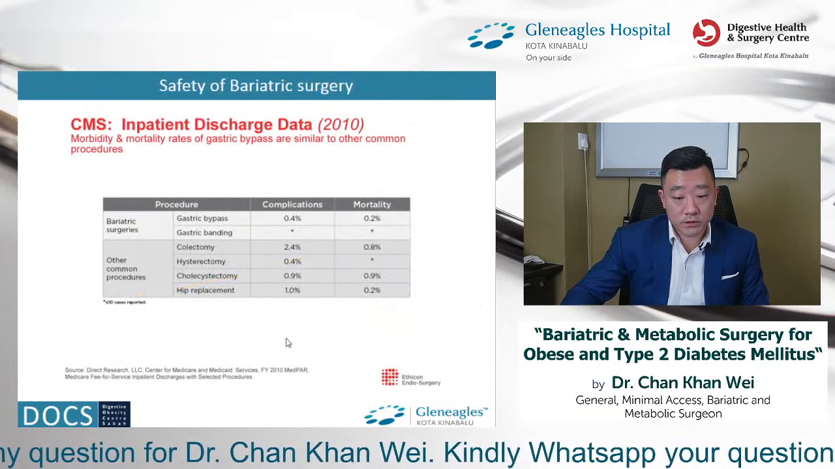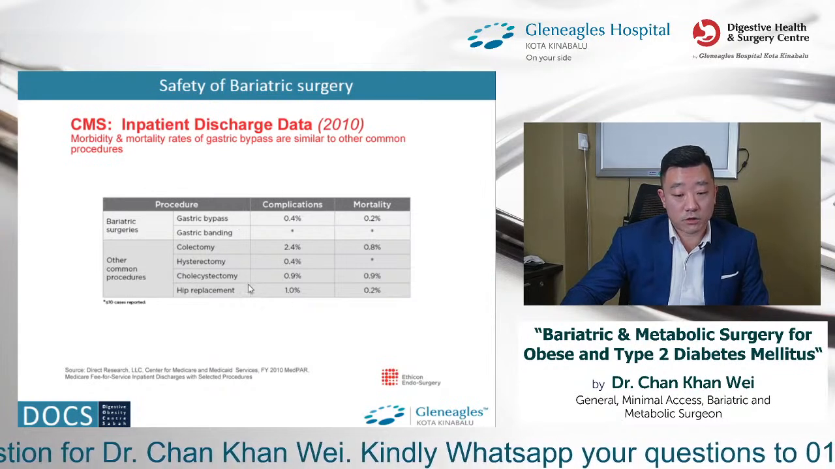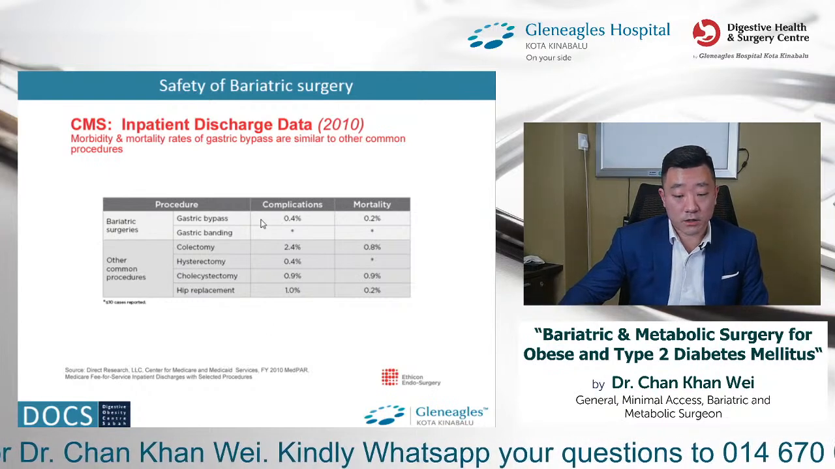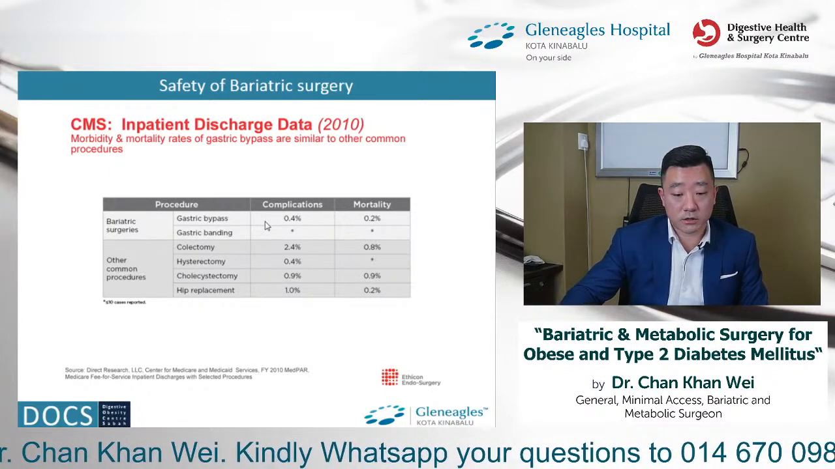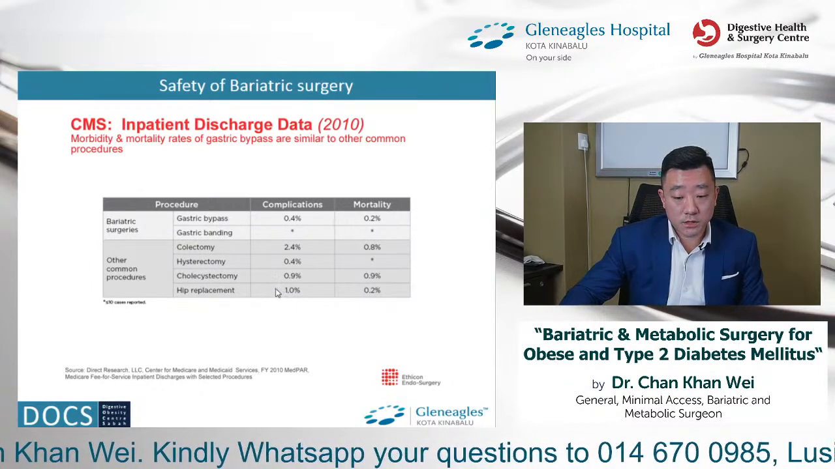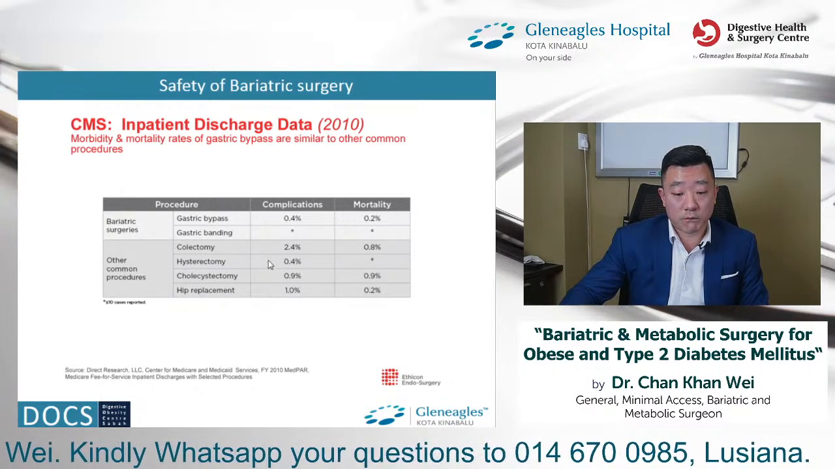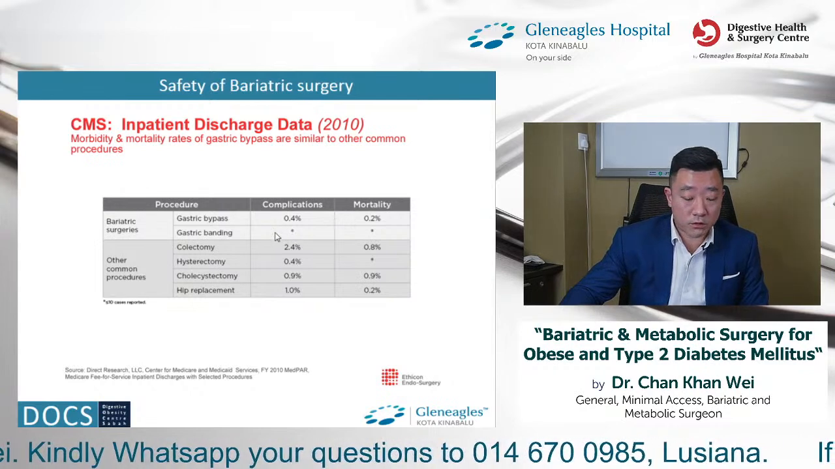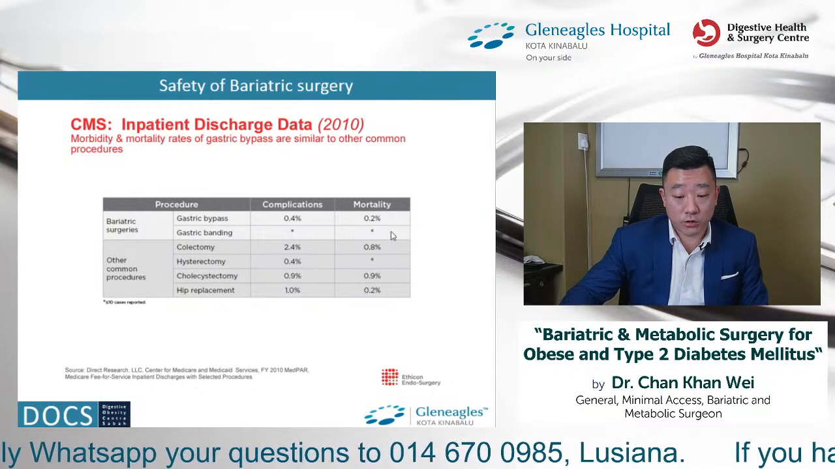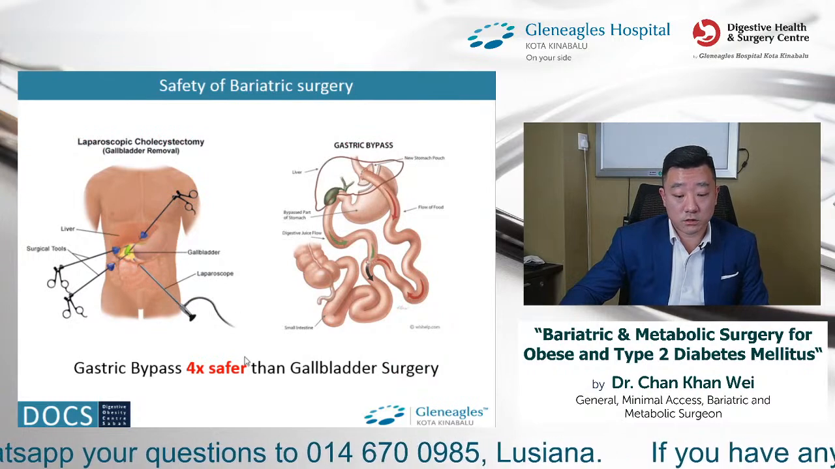How about the safety of bariatric surgery? As compared to other surgery like colectomy or hysterectomy or cholecystectomy, even though obese patients are already at a high risk with all these metabolic disorders, and it seems like such a complex surgery, the safety profile of bariatric surgery is quite good compared to the others. Gastric bypass overall has about 0.4% complication and mortality of 0.2%, which is 4 times lower than even a gallbladder surgery.